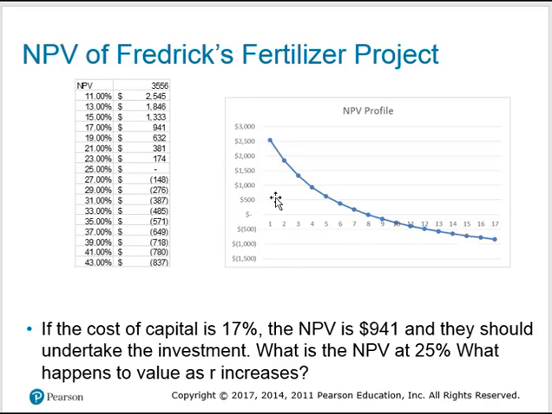So here we have this graph. It's what's referred to as a net present value profile. So at 17%, the value is $941. It's right there. At 11%, it's $2,545, right? What is it at 25%? At 25%, the net present value is 0. What if it was 31%? 31%, we'd have a negative $387 is the value of this project. It's this net present value.